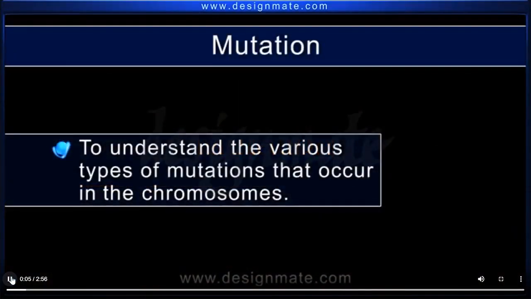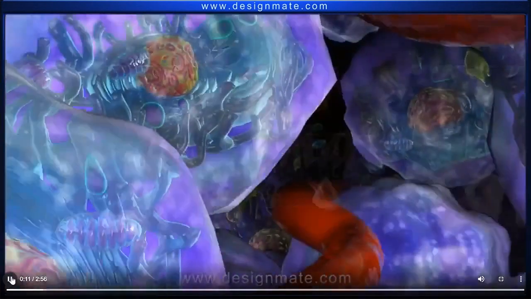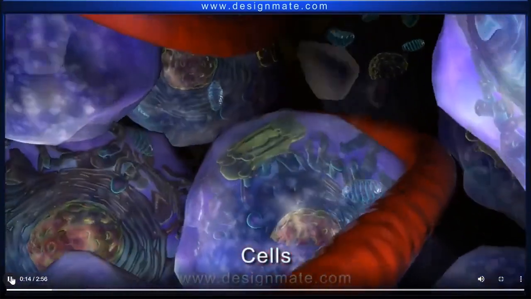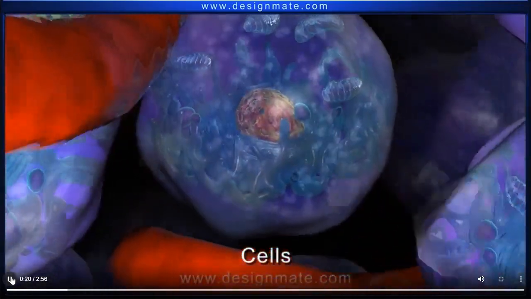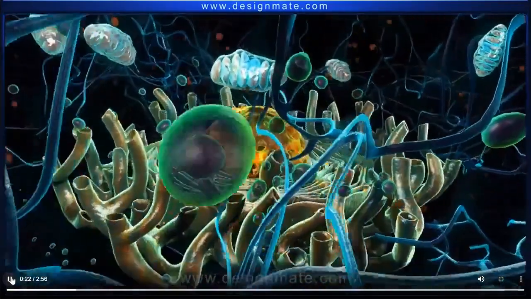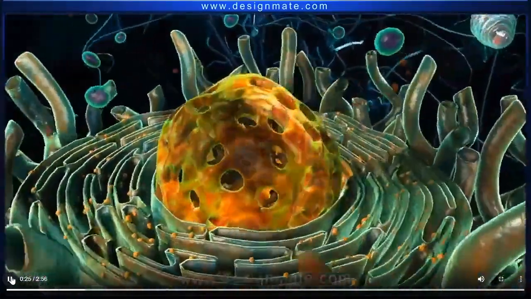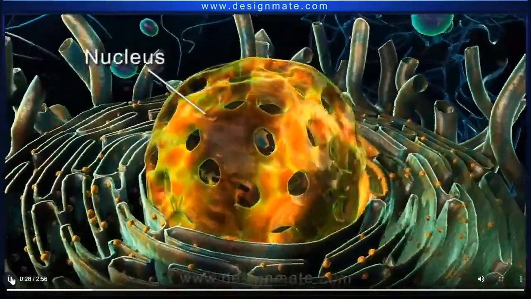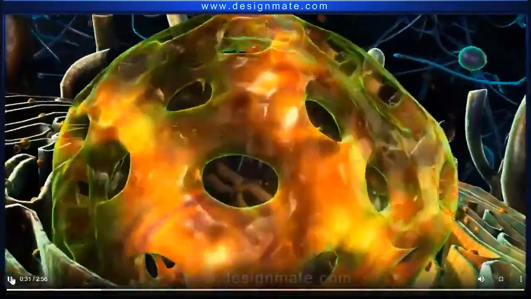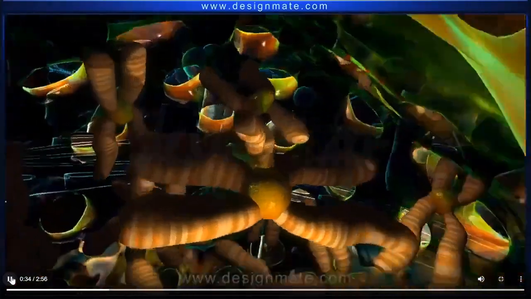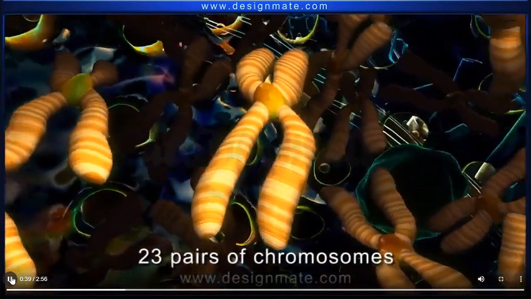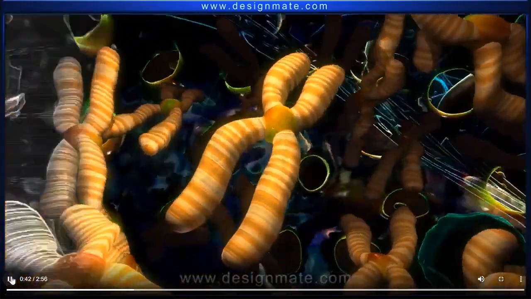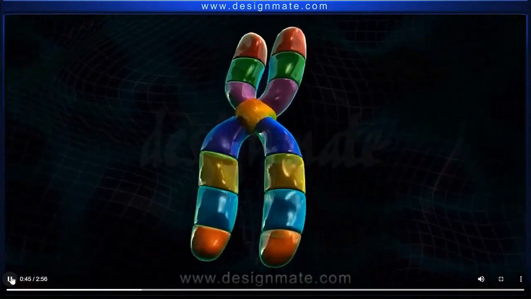Objective: to understand various types of mutation that occur in the chromosomes. The complex human body is made up of millions of cells. Within each cell, we see a large prominent nucleus. Inside the nucleus of a dividing cell, we find 23 pairs of chromosomes. Each chromosome contains a large number of genes.